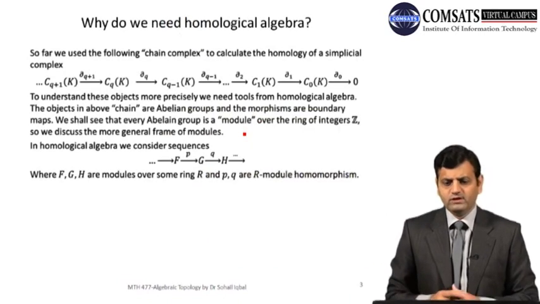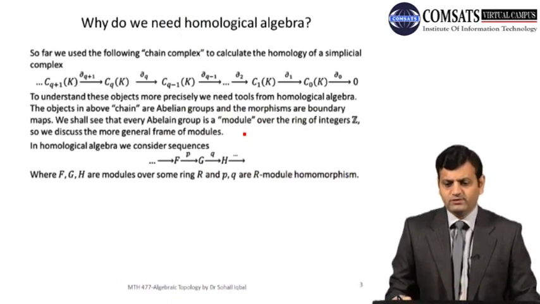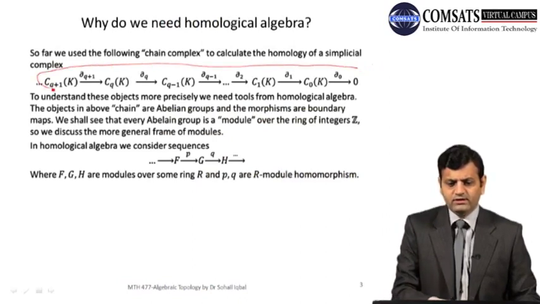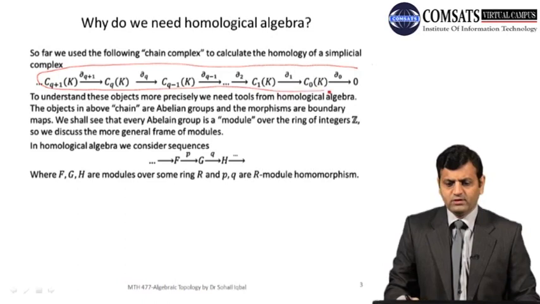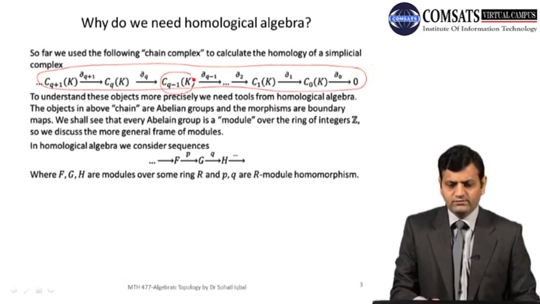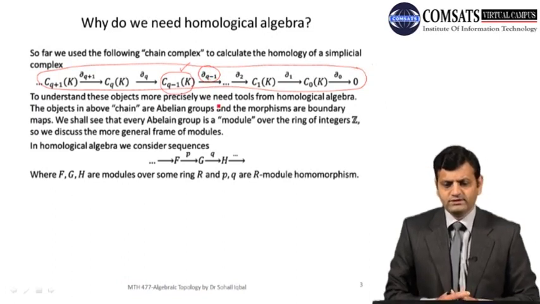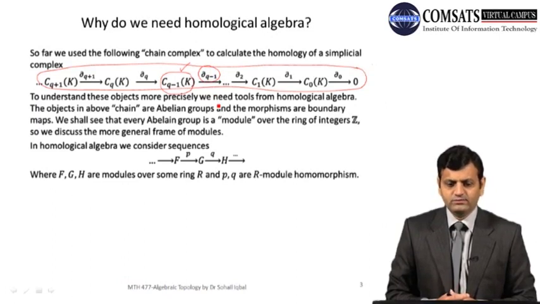So why do we need homological algebra? As you remember, when calculating the simplicial homology, we used objects or sequences like this. The objects of these sequences are free abelian groups and the morphisms are boundary maps. Now of course, if we need to calculate simplicial homology more efficiently, then we need to understand these objects more precisely, and for that we need tools from homological algebra.